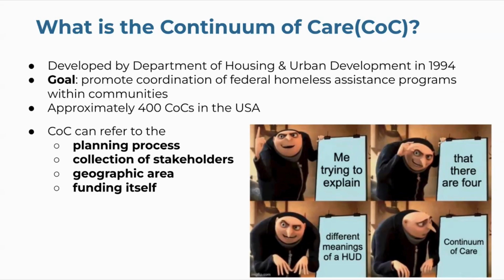So just very quickly, the continuum of care was developed by the Department of Housing and Urban Development in 1994. The goal is to promote the coordination of federal homeless assistance programs within communities. There are approximately 400 COCs in the USA. And the term continuum of care can refer to four things. I always feel like this meme when I'm trying to explain this process because people look at me in such confusion because we use this term interchangeably for all of these things.